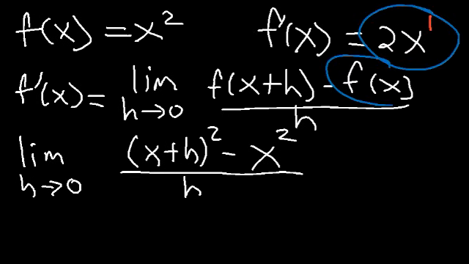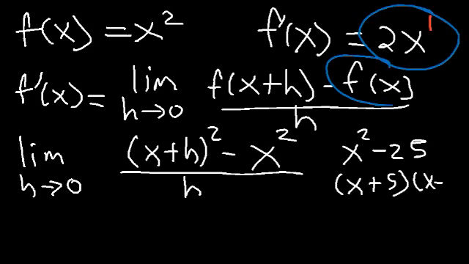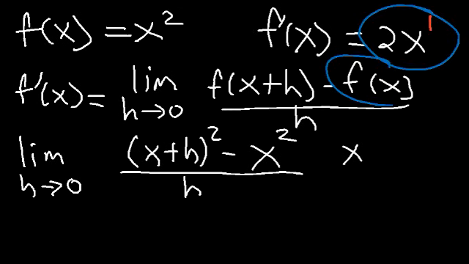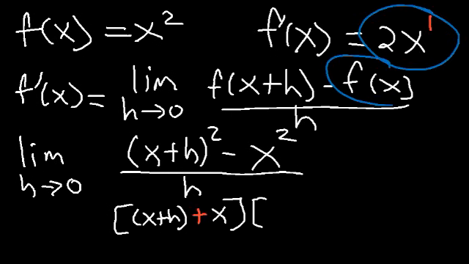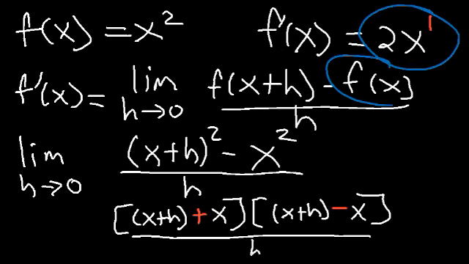Let's save the FOIL method for another example. Let's use the difference of squares method. For example, if you want to factor x squared minus 25, it's going to be x plus 5 times x minus 5. So if we want to factor x plus h squared minus x squared, it's going to be x plus h plus x, times x plus h minus x, divided by h.